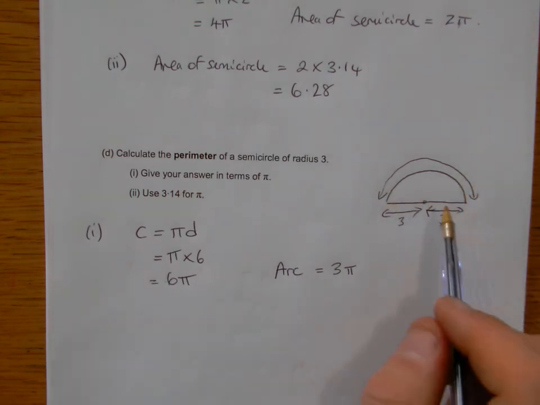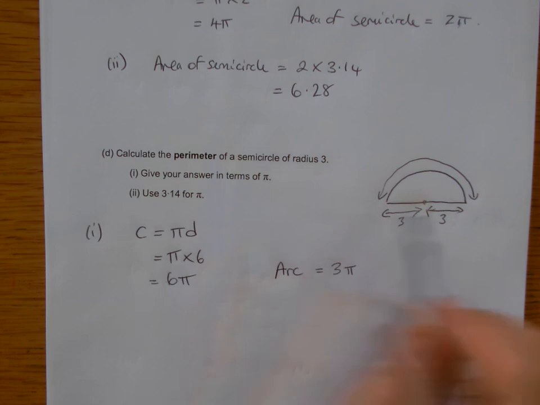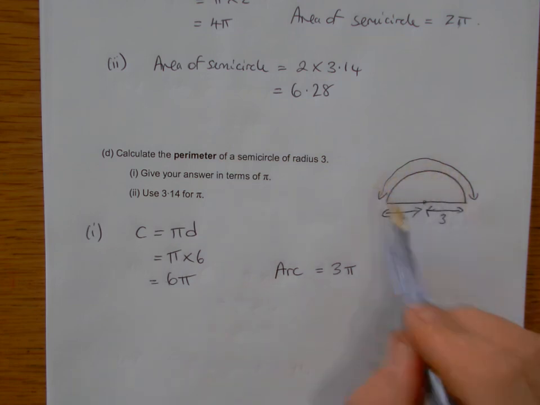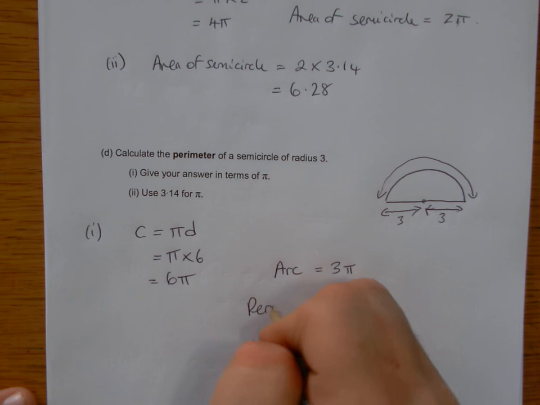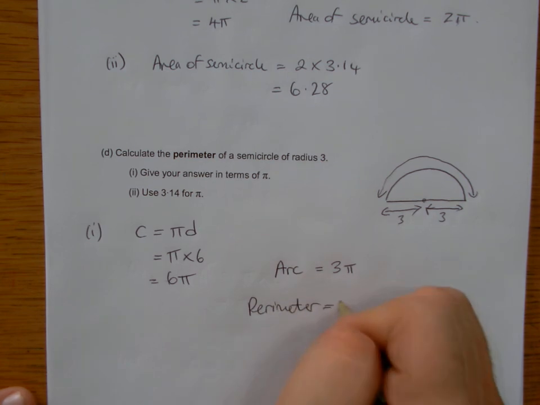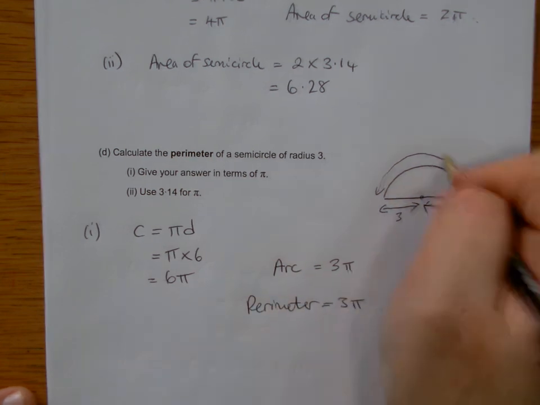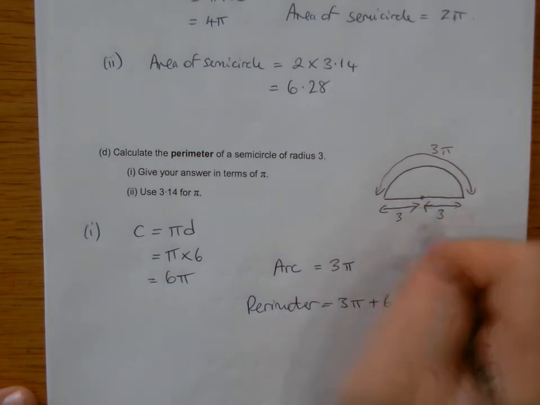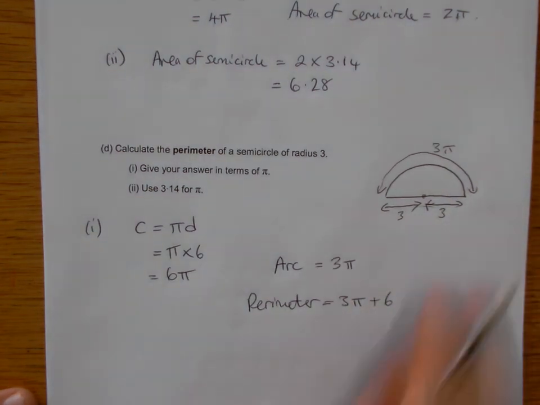But don't forget then, we want the perimeter of the semicircle, so it's actually all the way around, not just the arc, but also this here. So it's like around the whole shape. So the perimeter will be the arc bit, which is 3 pi, plus then the 2 radiuses, or the diameter, which is 6, yeah? Okay, so 3 and 3.